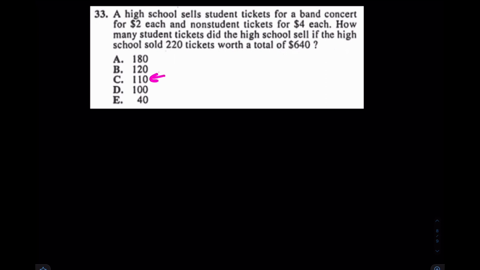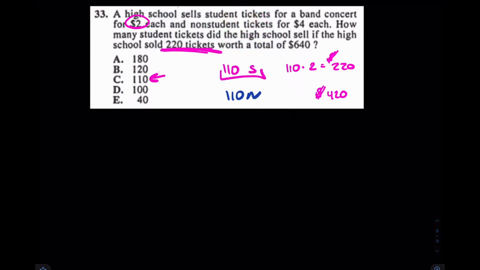One way is just trying answer choices. Let's try 110. If 110 is the number of student tickets, and each student ticket is $2, what's 110 times 2? That's $220. Now, $220 taken away from 640 is $420. Well, if 110 student tickets were sold, then how many non-student tickets were sold? Remember, there were 220 tickets sold in total. Well, there must have been 110 non-student tickets. I'll call it N. At which point, 110 times 4 is 440.